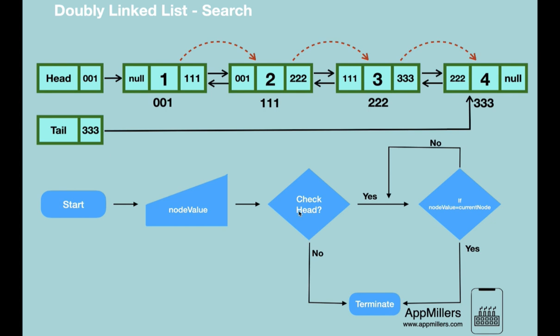In each step we are checking the current node's value with the value of the parameter that we are receiving here. If the value of the node equals the value that comes from the parameter, then we terminate our algorithm. Otherwise we loop through the double linked list until we reach the end of it. Now based on this algorithm, let's switch to Visual Studio Code and create the search method in Python.